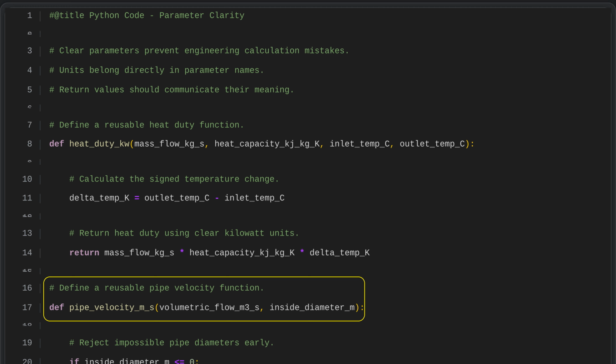This function calculates the average fluid velocity in a circular pipe using the flow rate and the pipe's inside diameter. It first ensures the diameter is positive, then finds the pipe's cross-sectional area and divides the flow rate by that area. The result is the velocity in meters per second.